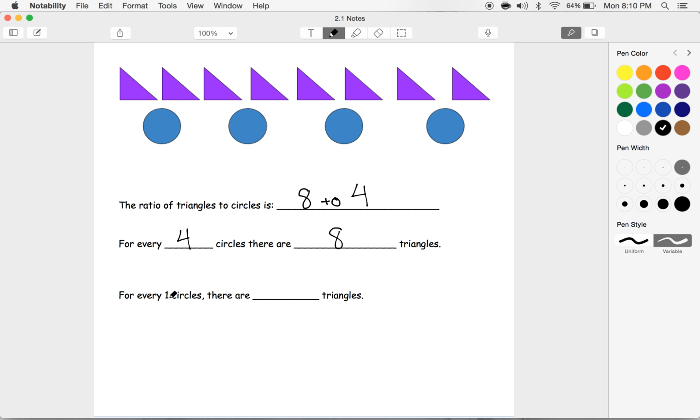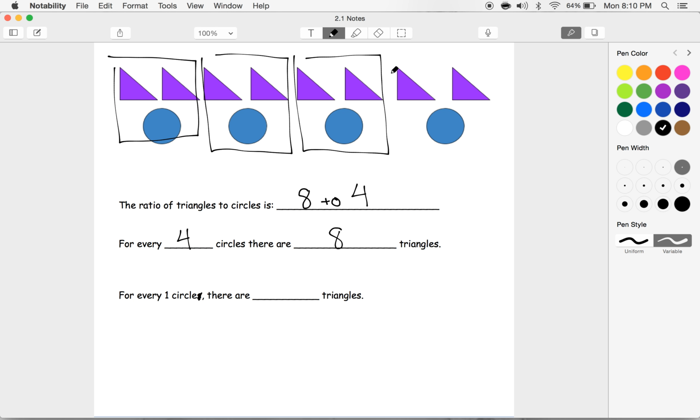Now it's asking me to take a look at it a little bit differently. For every 1 circle, sorry guys, there are blank triangles. And it's kind of asking me to split this into groups. So what I can see when I kind of section off my triangles and circles, so I grouped these things evenly, and for every 1 circle, there are 2 triangles. What I'm doing in this case is I'm scaling down. Took a look from this 4 to 8. 4 went to 1, I divided by 4. So 8 divided by 4 scales down to 2.